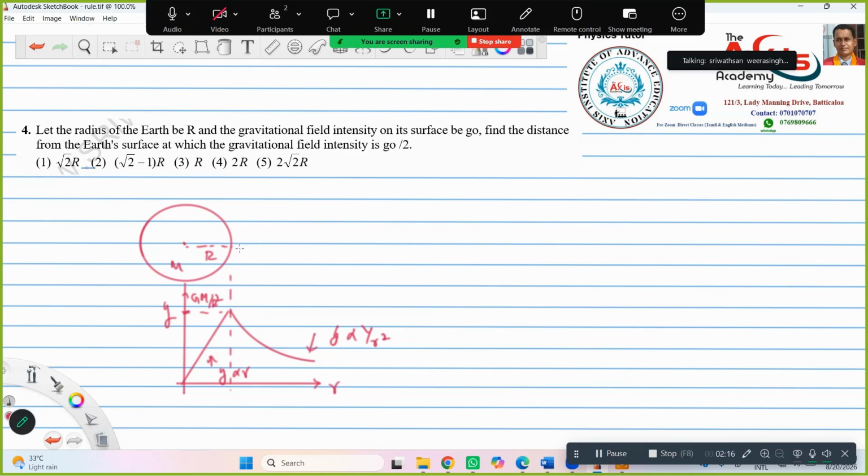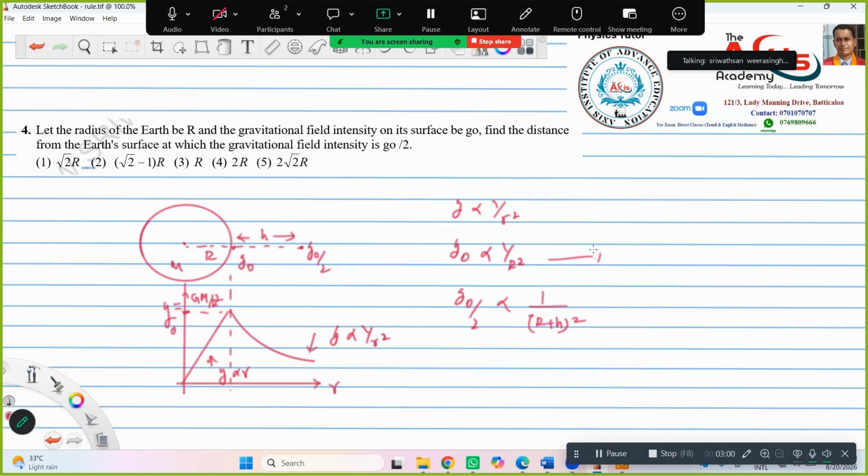At some point from the surface of the Earth, say at a height h, the g becomes g naught by 2. At the surface of Earth, g is g naught, which is G capital M over R square. Now outside the surface of Earth, g is proportional to 1 over R square. When it is g naught by 2, let us say the height from the Earth's surface is h, then what is the distance from the center? R plus h whole square. We need to find h.